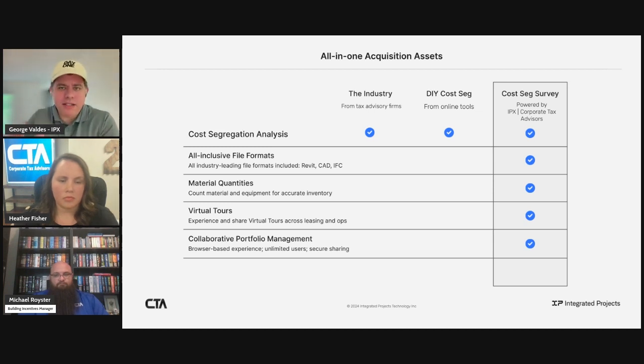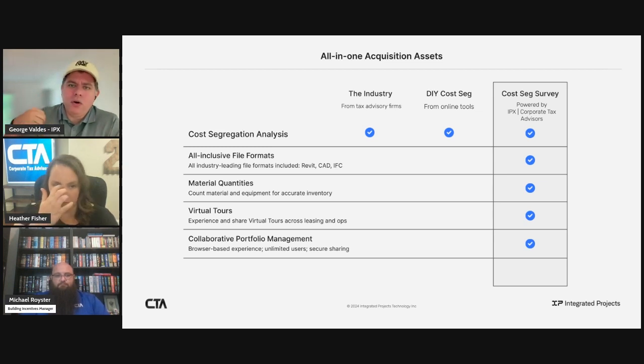But that's basically where it stops. With the cost seg survey, not only do you get that, but you get everything else that we've talked about so far. You get all of this from digital formats that we produce, the 3D models, the 2D CAD plans. You get virtual tours. You get schedules of material elements inside the building, so you'll know how many pieces of furniture you have of X type. You'll know your HVAC units, how many are there, etc.